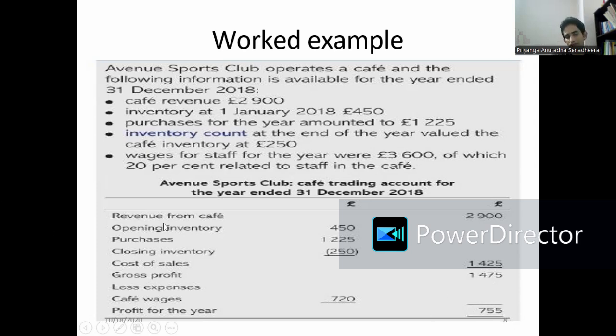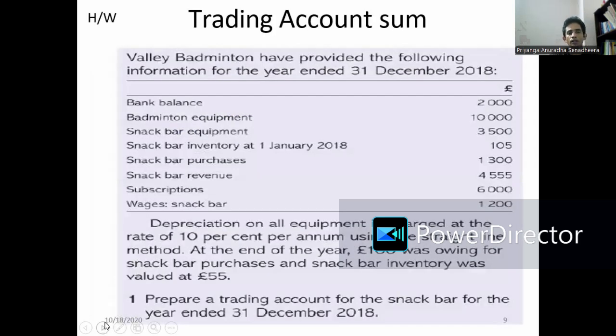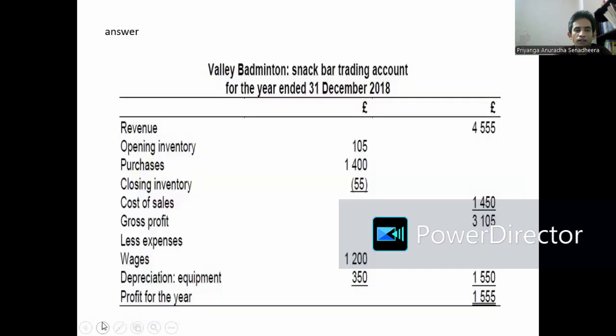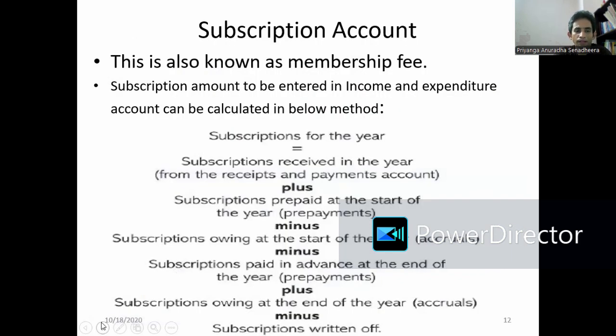And another important thing to remember, after calculating this, we are shifting this to your income and expenditure account because this is one of the incomes that the club gains. That's really important to remember. Okay, that's a homework question for you. Same method you can apply and calculate the trading account and find the profit from, in this case, a snack bar, profit from the snack bar. The answer is given, but you can further calculate.